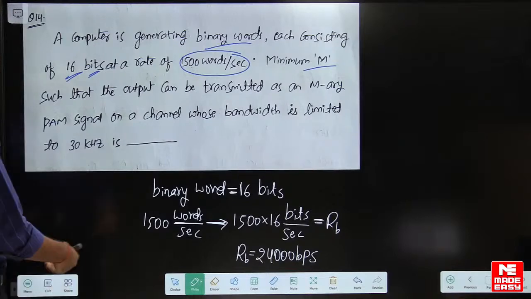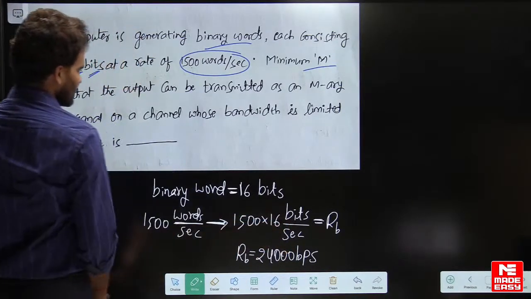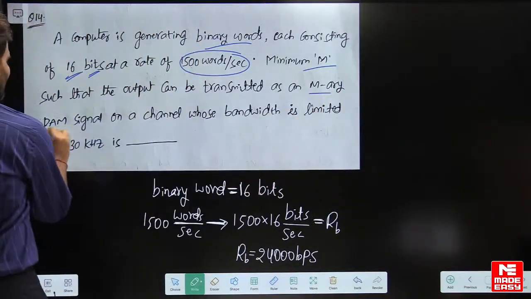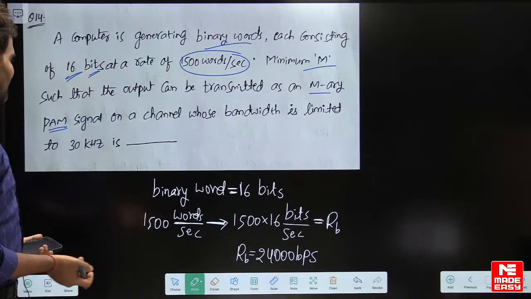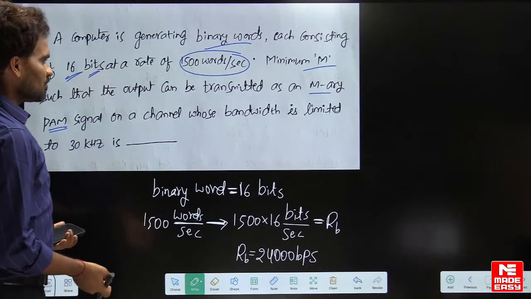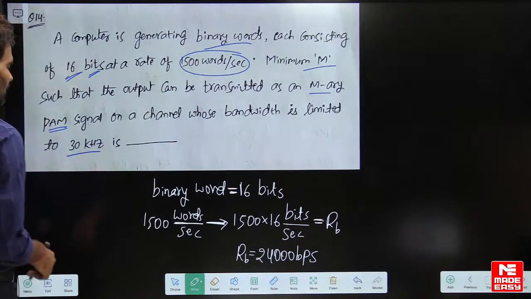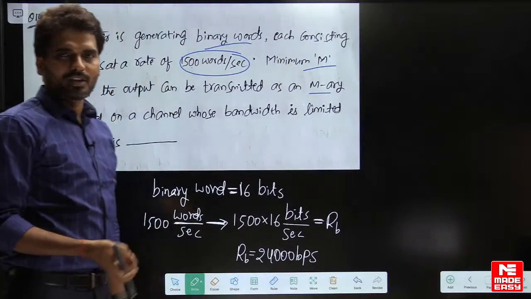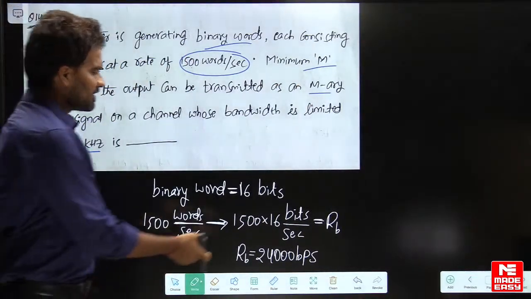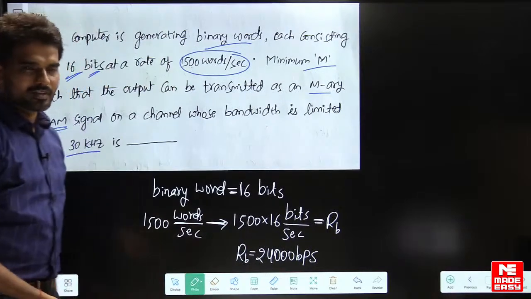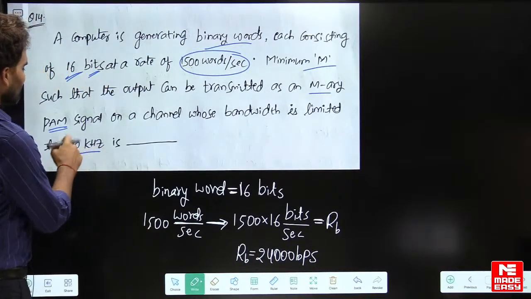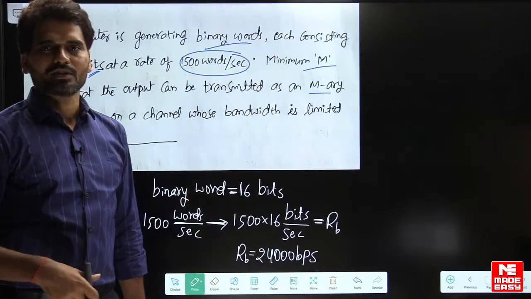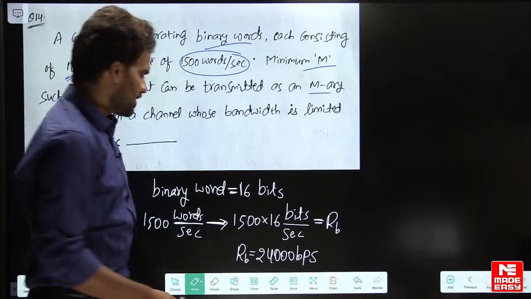Then what you have to find out is the minimum M such that this output, this binary data, can be transmitted as an M-ary PAM signal on a channel whose bandwidth is limited to 30 kilohertz. So this question is about M-ary PAM. This binary data is transmitted by using M-ary PAM, and the channel bandwidth available is 30 kilohertz. What is the minimum M value required for satisfactory transmission? We have to find out.